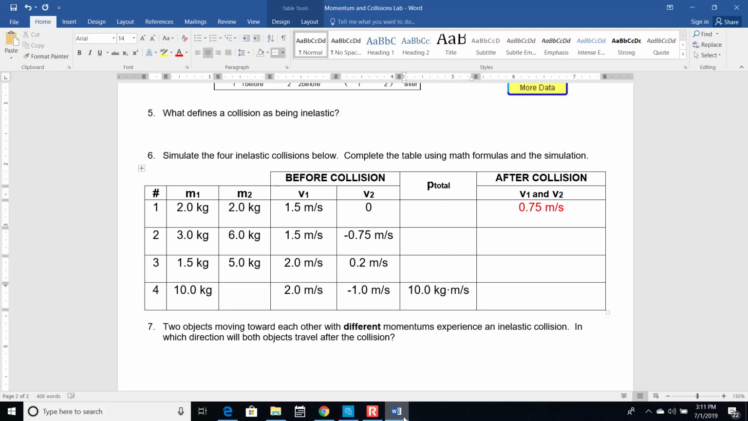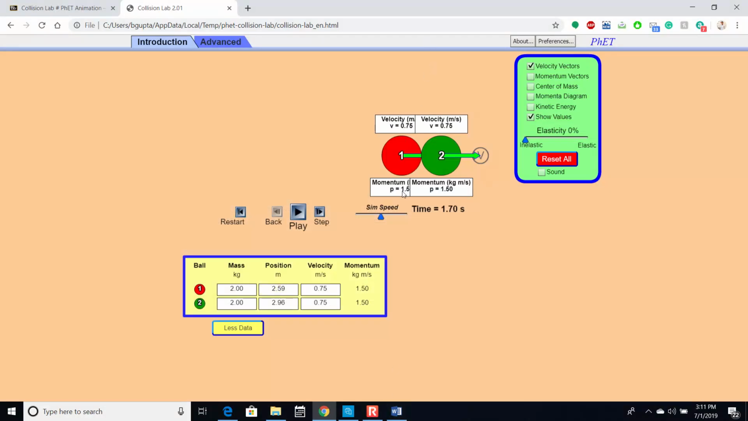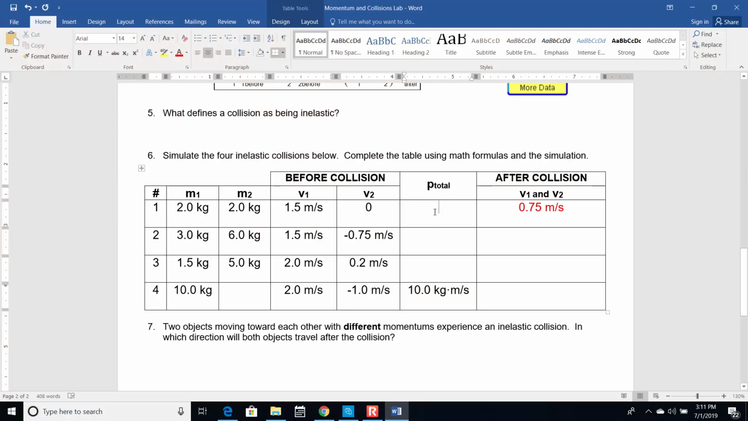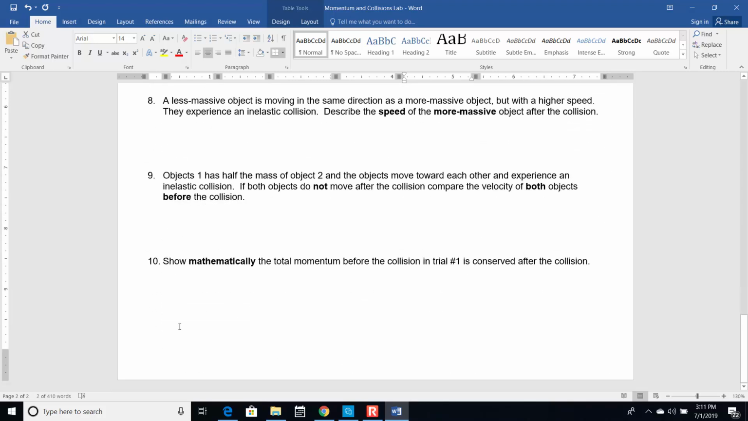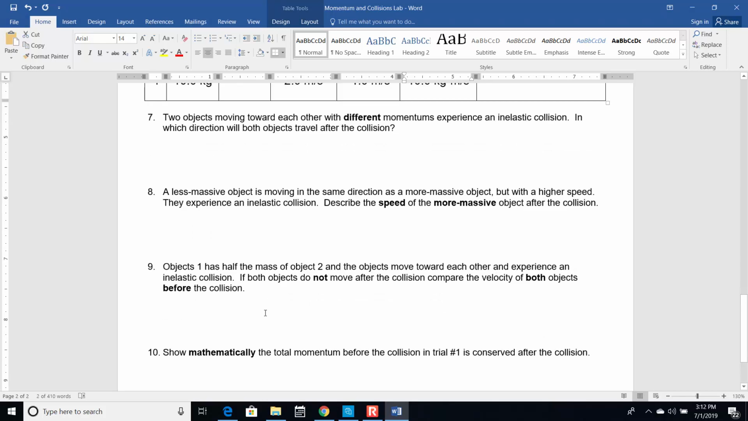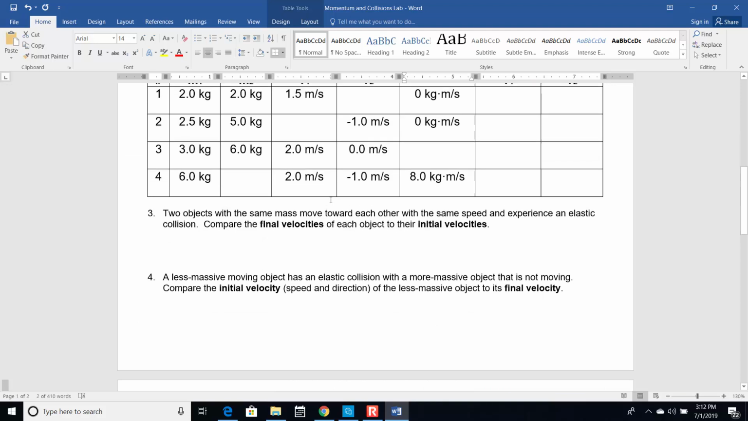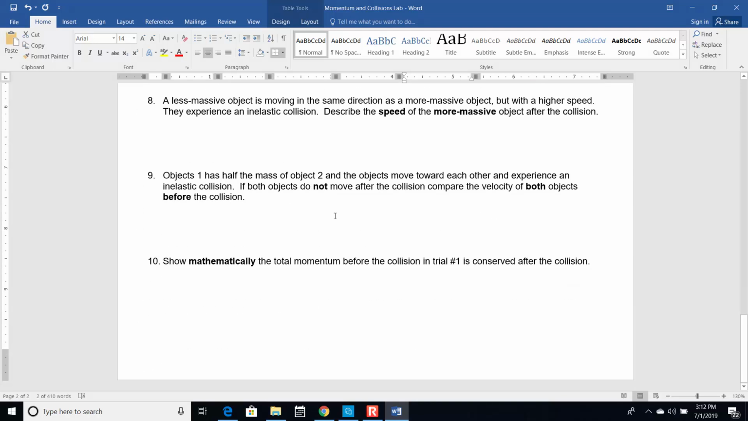It has to be the same because the momentum is always conserved. So the momentum of this particle is 1.5 and 1.5, so the total momentum is 3 kilogram meter per second. That's it. Just put a dot here and make it red. That's all you have to do. And then similarly you have to fill all these tables, just repeat this one. This is for the elastic collision, and you have to do this one for the inelastic collision.